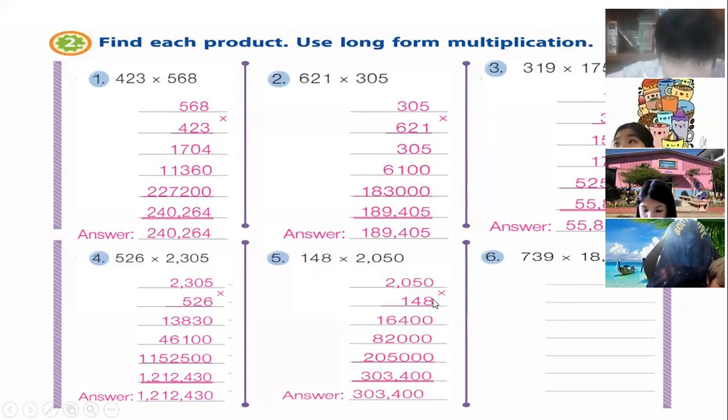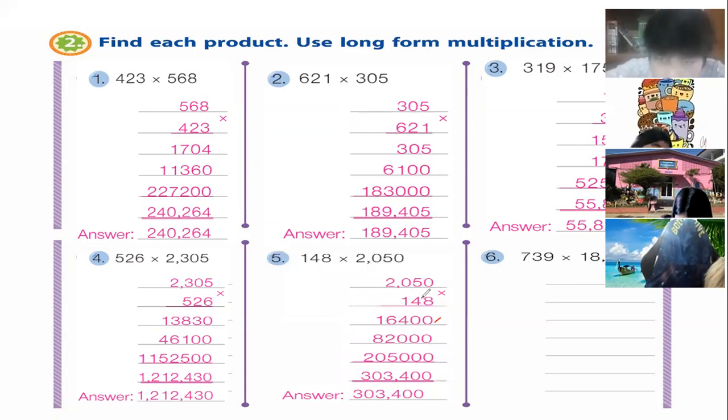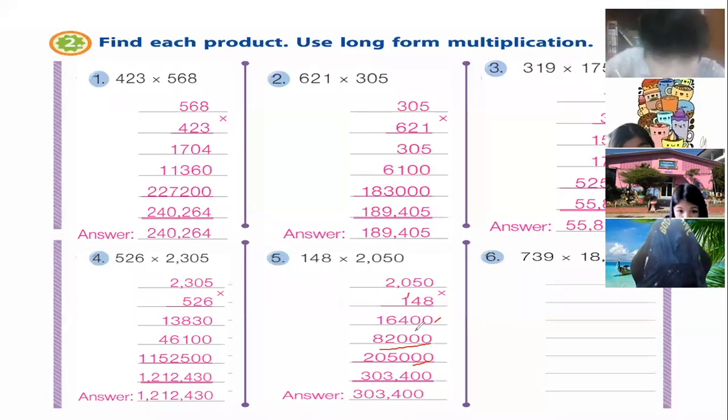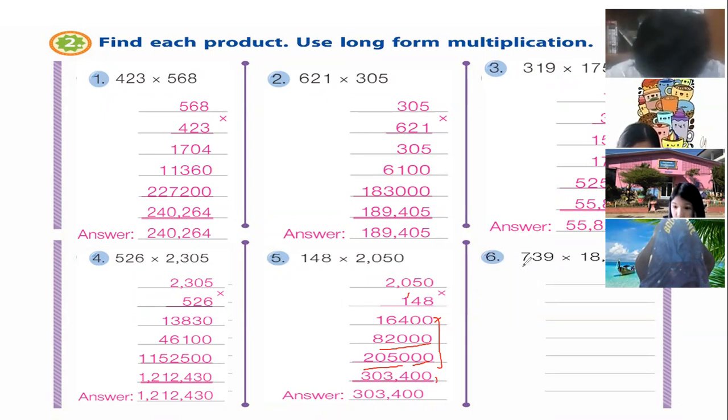303,400. Quite simple. 8 multiplied by all of the digits of 2050 is equal to 16,400. Then 4 tens multiplied by 2050 is equal to 82,000. And now place 100. We are going to have 2 zeros at place 1 and place 10. Now 1 multiplied with 2050 is equal to 2050. And then we make the sum of that, which is equal to 303,400.